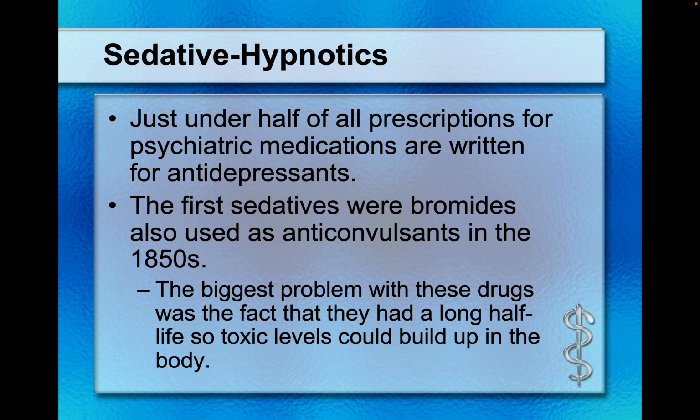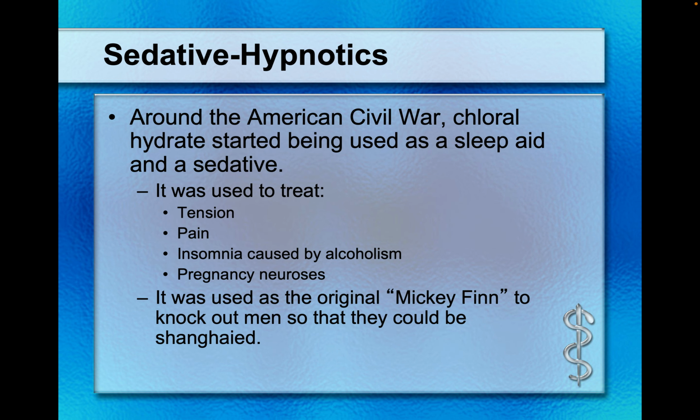Just under half of all prescriptions for psychiatric medications are written for antidepressants. The first sedatives were bromides, also used as anticonvulsants in the 1850s. The biggest problem with these drugs was that they had a long half-life, so toxic levels could build up in the body. Around the American Civil War, chloral hydrate started being used as a sleep aid and as a sedative. It was used to treat tension, pain, insomnia caused by alcoholism, and pregnancy neuroses.